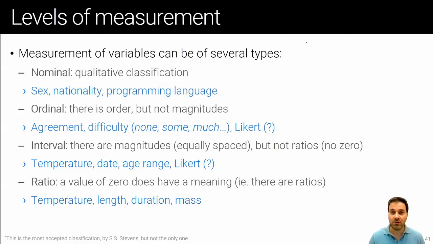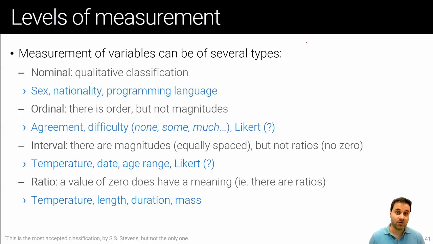Nominal variables are those that we typically call categorical. Those are qualitative classifications. So for example, the sex of a person, men, women, etc., nationality, Spanish, Dutch, German, French, etc., programming language, C, Java, PHP, R, Python. Those are just categories. There's no relationship between them other than being equal or being different.